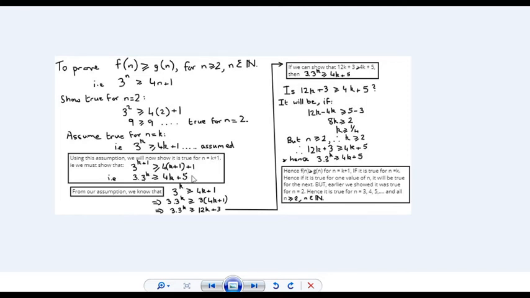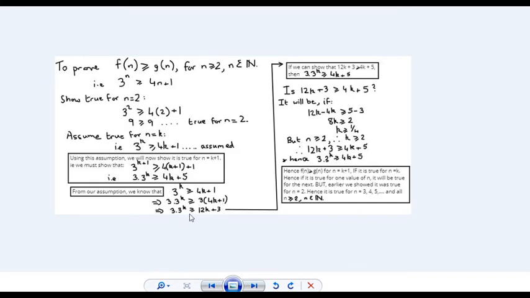Now, with proof by induction, you're always going to have to use your assumption. Sometimes you use it at the start, other times you use it later on, but I'm going to use it here at the start. So I'm going to take my assumption. From our assumption, we know that 3 to the k is greater than or equal to 4k plus 1. As far as we're concerned, that's true. So if I multiply both sides by any number, in this case 3, it'll still be true. So I know that 3 by 3 to the k is greater than or equal to 3 by 4k plus 1, i.e.